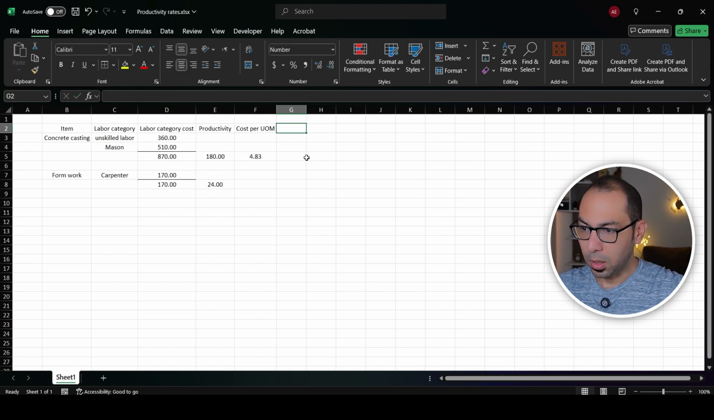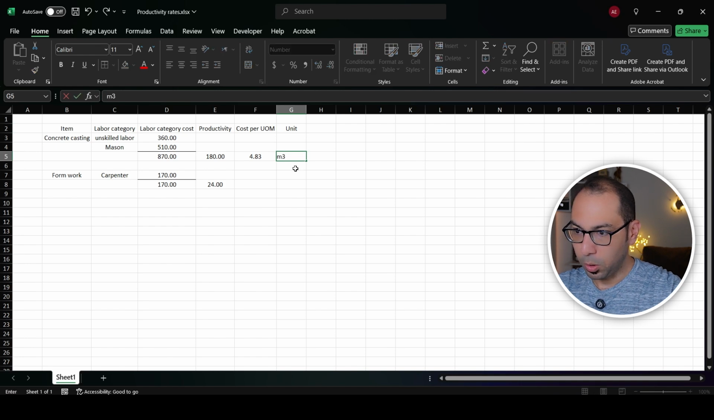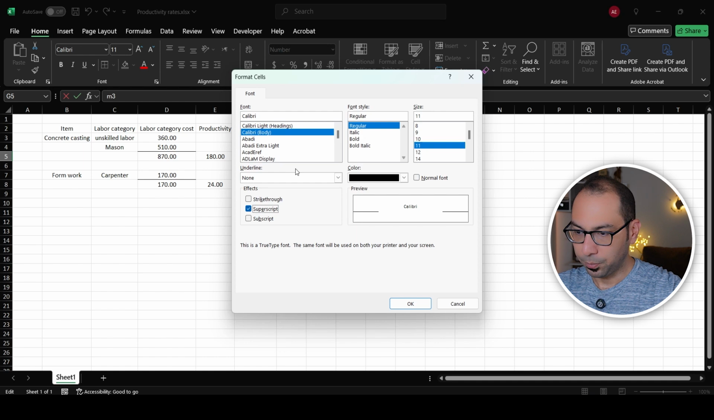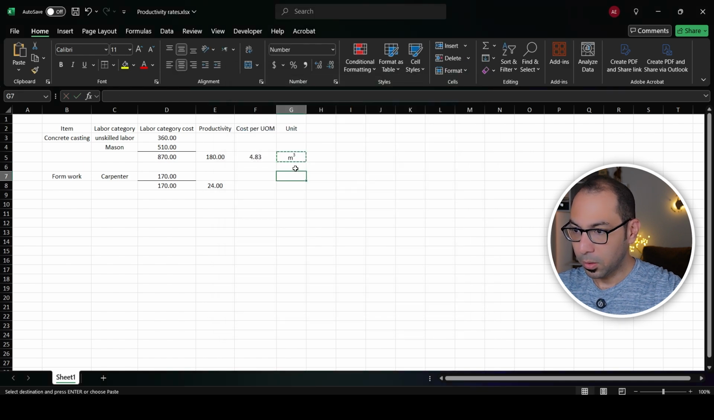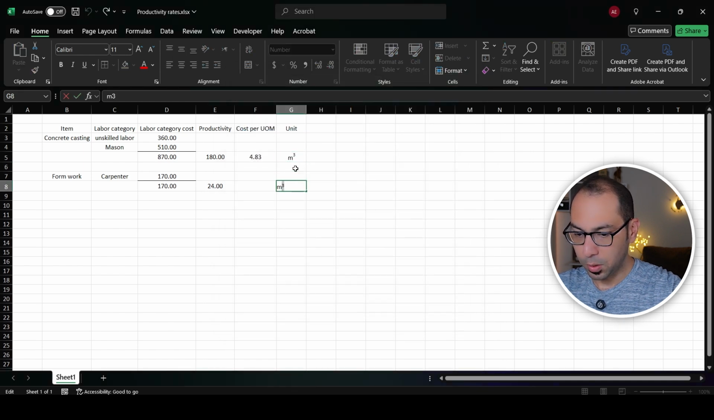Let us put the unit here. I'll say here unit. And here I'll put cubic meter for the concrete casting. And this one will be per square meter because this is formwork.